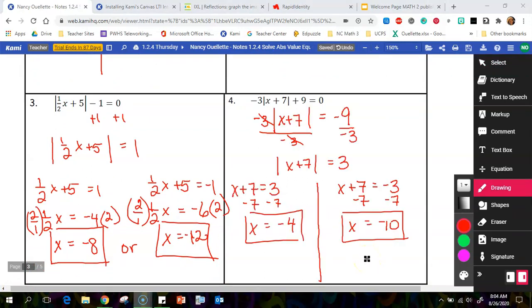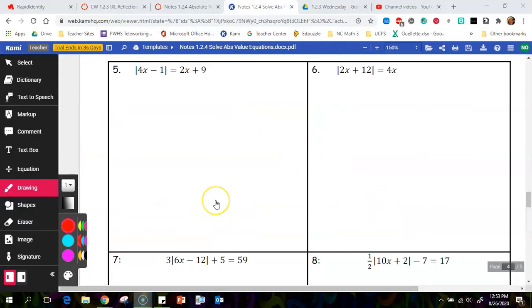Okay, so hopefully you got x equals -4 or x equals -10 on this one. So you had to isolate this part right here by subtracting 9 and then dividing by -3, and then you set up your 2 equations, equals 3 and equals -3, and then solve those. Okay, number 5.